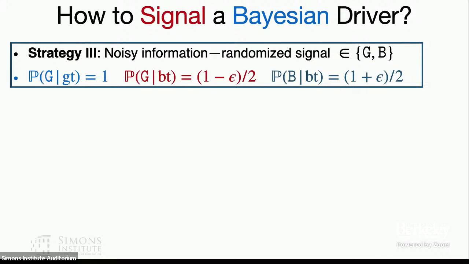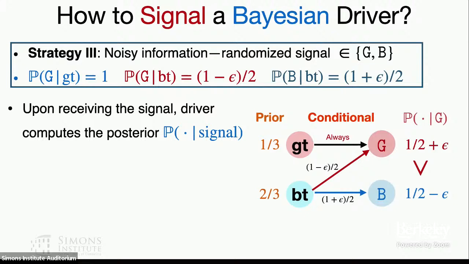Let's suppose we send signal in this fashion. This GT means good tipper, BT means bad tipper. And I have a figure showing this policy. Yeah.